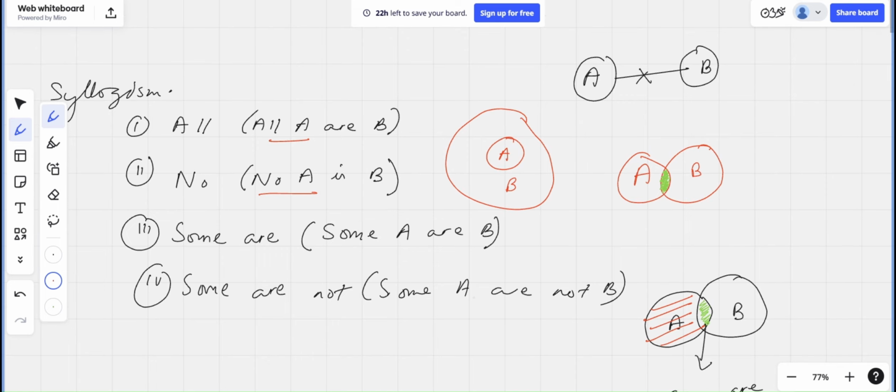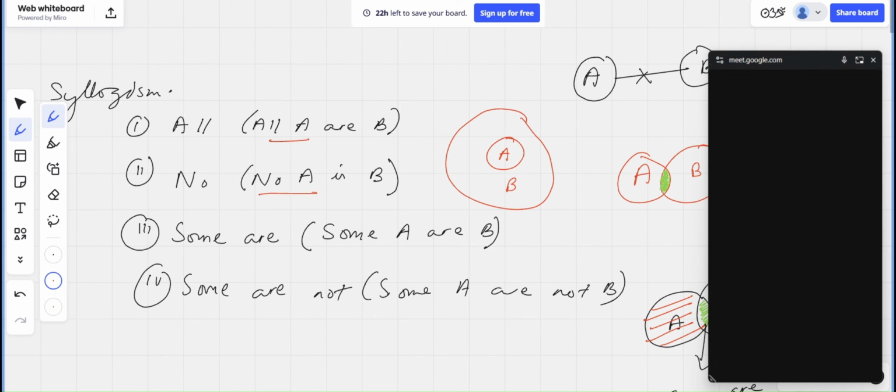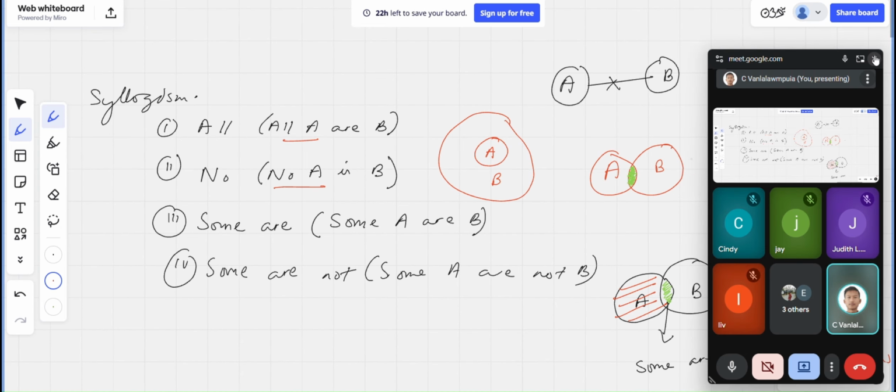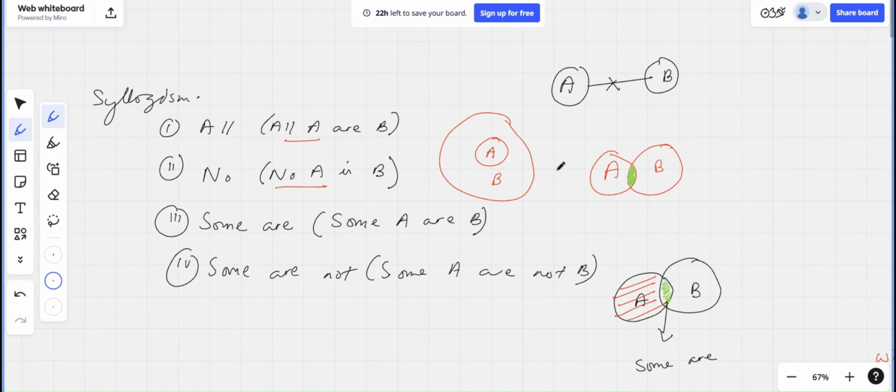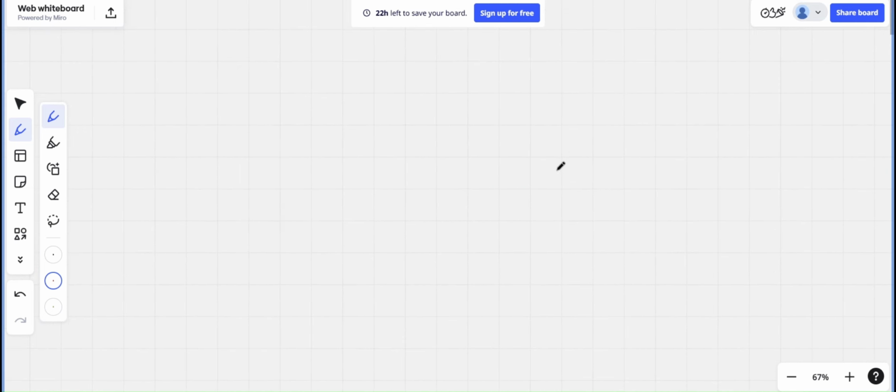This is the basic theorem formula of syllogism. I hope, Cindy, you are clear now. Now we'll solve it and everything will be clear. Only four types are there: all questions, no questions, some are questions, some are not questions. I'll explain it now.